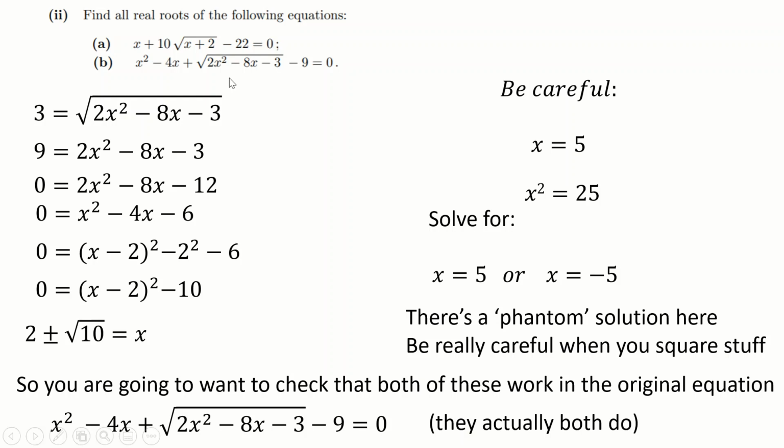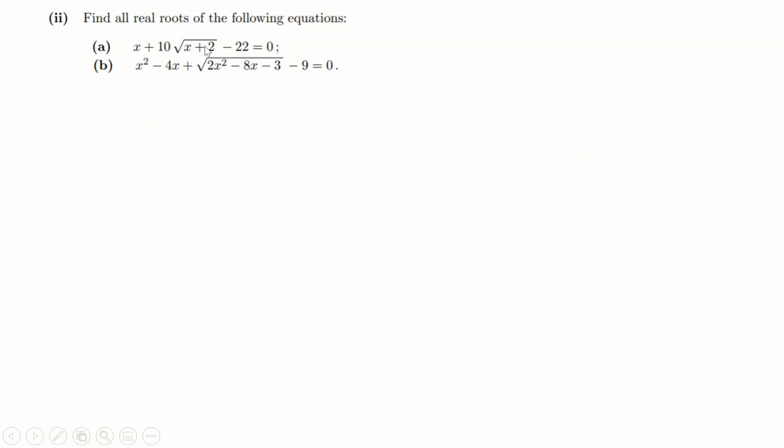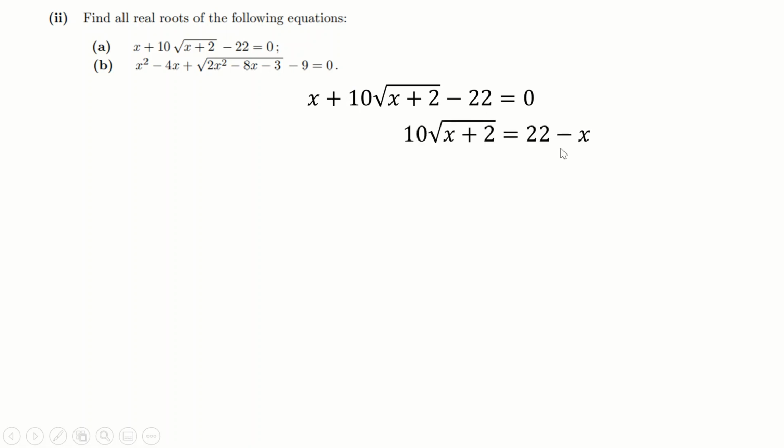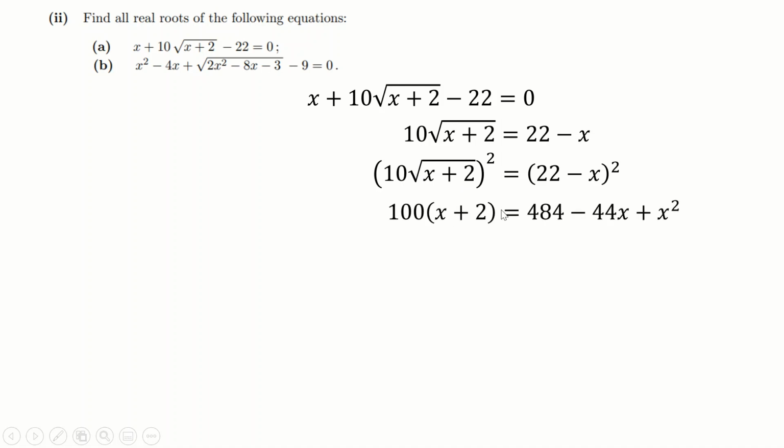Now, before I finish this video, I do want to go back to this question here because there is another way to do that. In case you don't take the hint and don't use a substitution, you can do this without one. Just move the x and the 22 to the other side, add 22 to both sides, take away x from both sides, and then square both sides. Now, when I square 10 times this, when you square a product, you just square the things individually. So this is going to be 10 squared, which is 100, times this squared, which is just x plus 2.